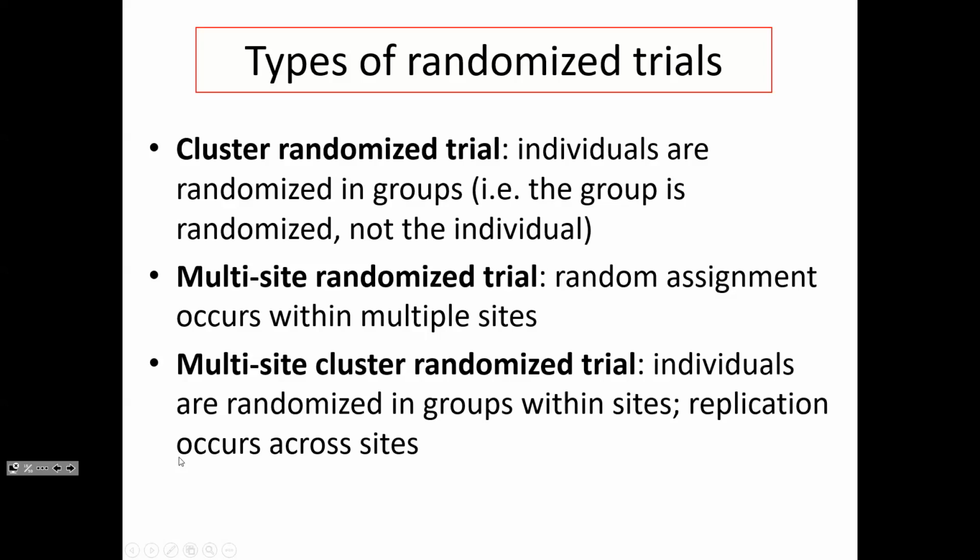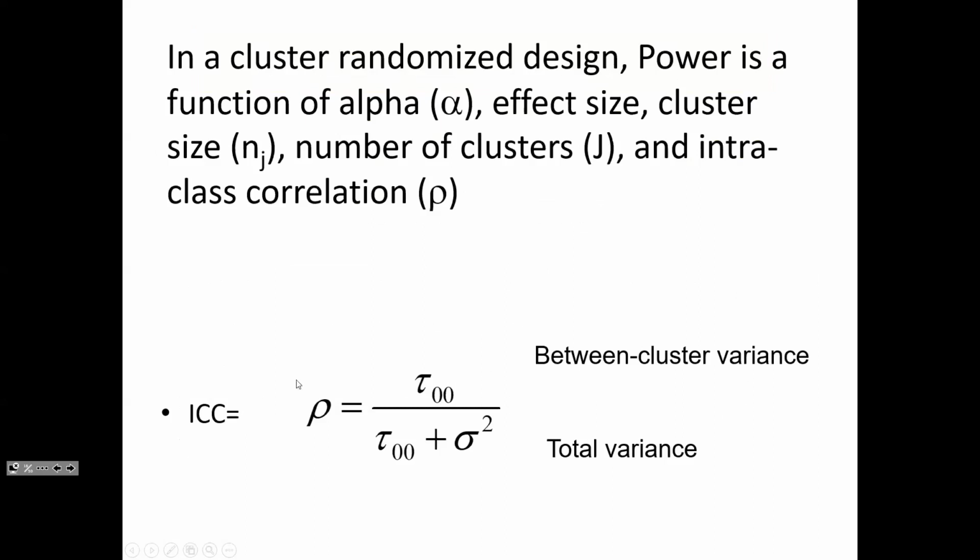You could also have a multi-site trial that doesn't have that cluster randomization. You could have 3 levels and assign at the first level, but we're not going to worry about that right now. These are the major 3. So these are the 3 we're going to talk about. Okay.